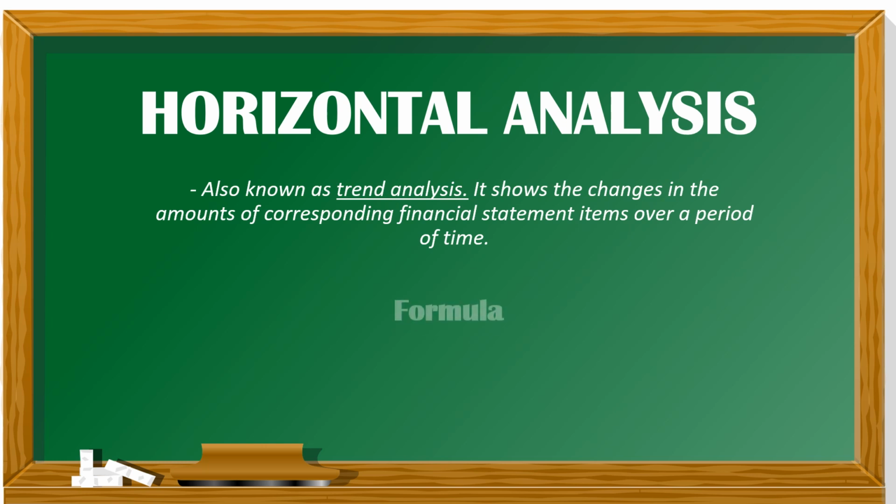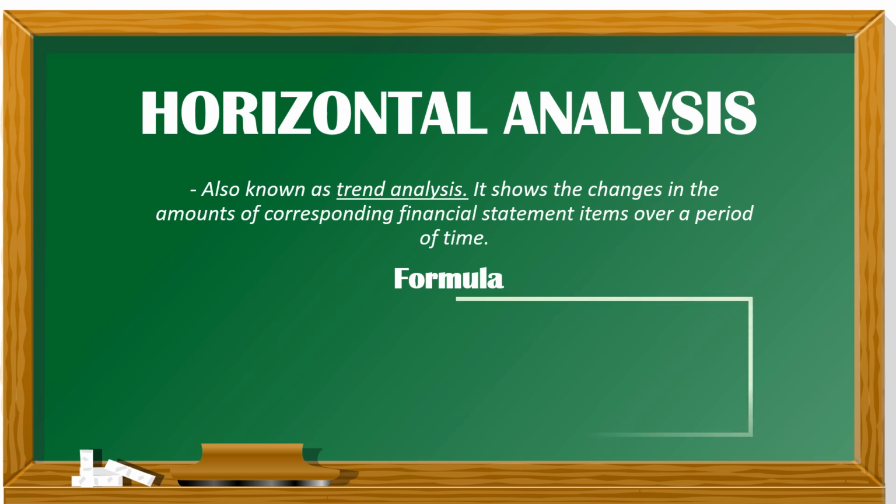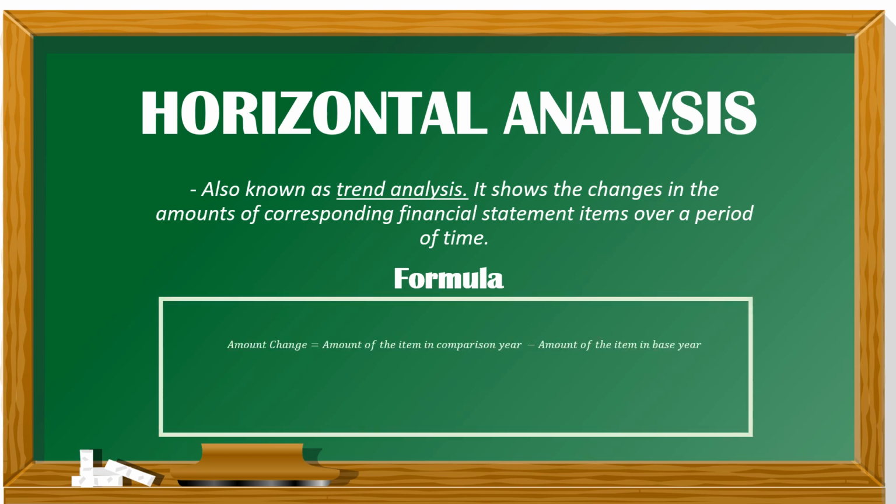Now, let's take a look at the formula. We have here two formulas for the horizontal analysis. First off is the amount change. So, amount change is equal to the amount of the item in comparison year less the amount of the item in the base year. Okay?